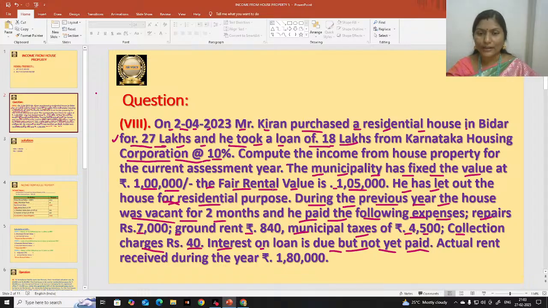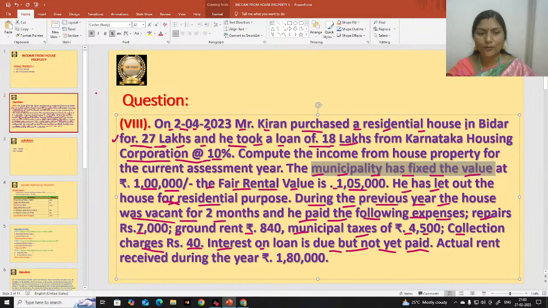So fair rental value is given. Municipal rental value, here they mention municipal rental value 1 lakh. And next, fair rental value is 1,05,000. So they did not mention standard rental value, then we are not going to take that. If we don't have, we don't take. Whenever they give in any question, we are going to take that. So let us go and record other details.